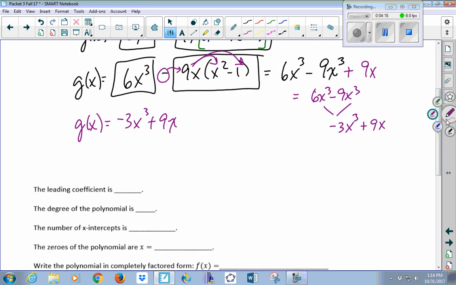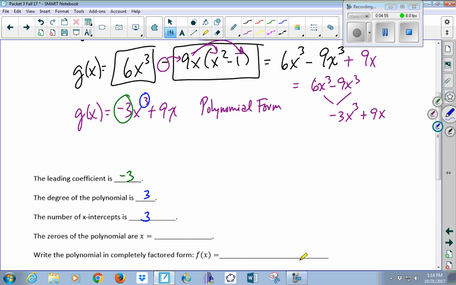So before I do that, let's see if we can answer some of the questions below, since this is in polynomial form. It's often easier to answer some of these questions when it's in polynomial form. So let's take a look at this. The leading coefficient, -3. The degree of the polynomial, 3. The number of x-intercepts will also be the same as the degree, which is 3. The zeros, we're about to find those. And then once we find the zeros, we can write the factors that correspond to those zeros and completely factor this.